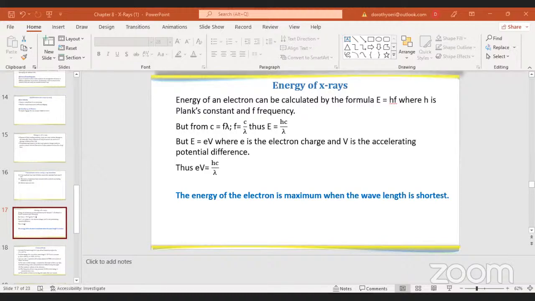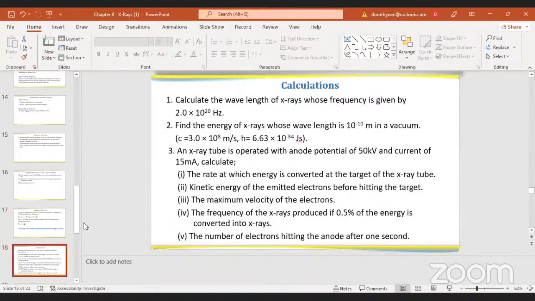So the answer is 1.5 times 10 raised to negative... Let's move on to question 2. Question 2, find the energy of the X-rays whose wavelength is that in a vacuum.